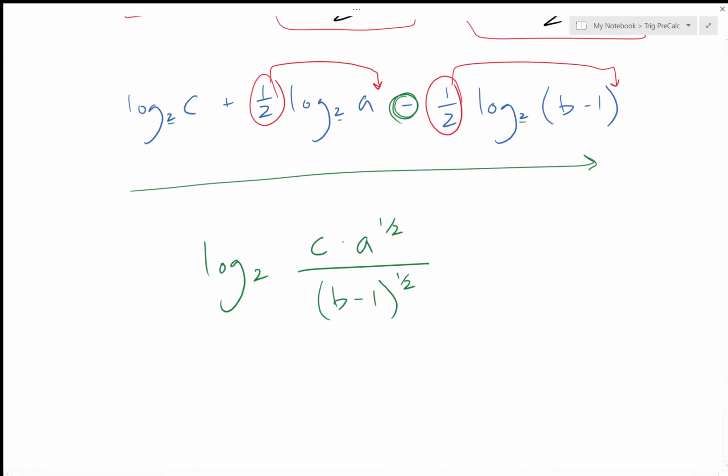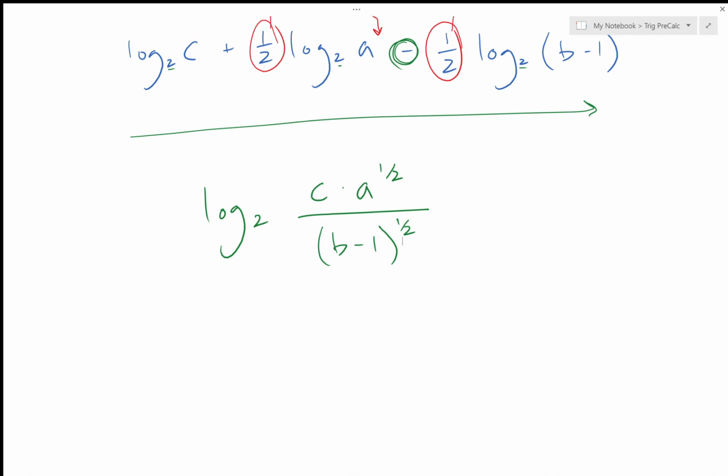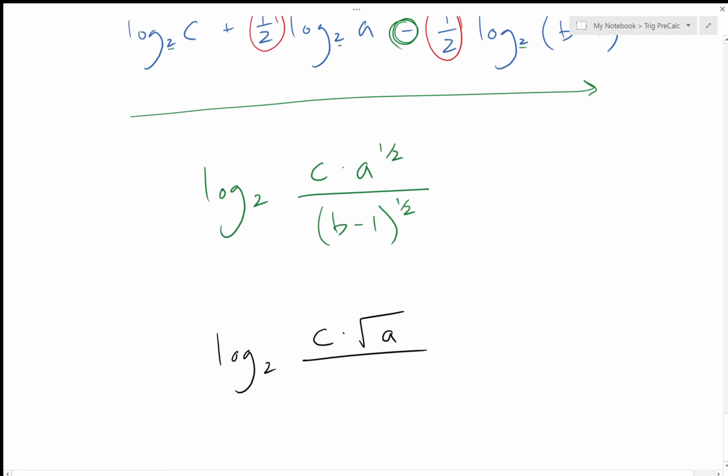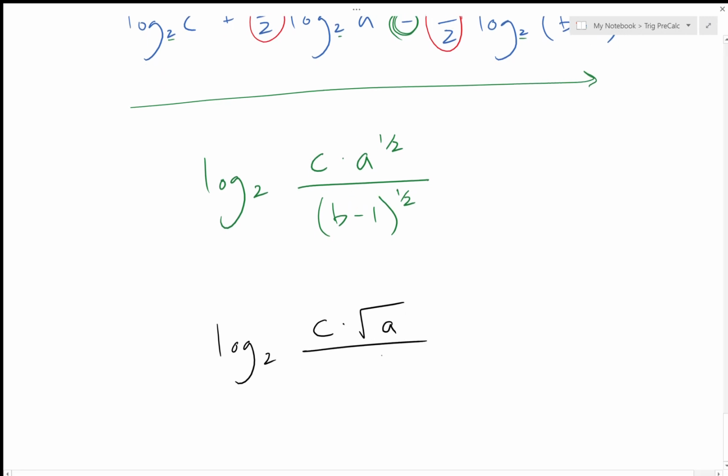And that's technically a correct answer, but we're going to go ahead and flip these back. Instead of exponents with fractions, we're going to flip them back to our radicals. So it's really c times square root of a. Remember, 1/2 is the same as square root. And then on the bottom, square root of b minus 1. All right, so that's my one single log term there.